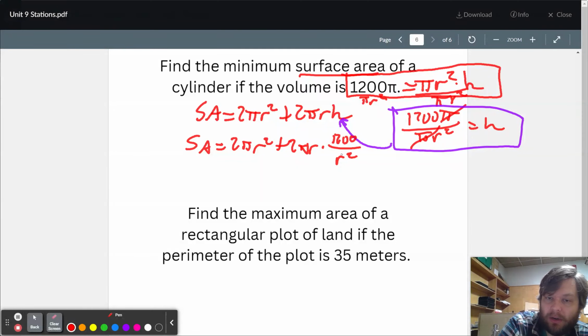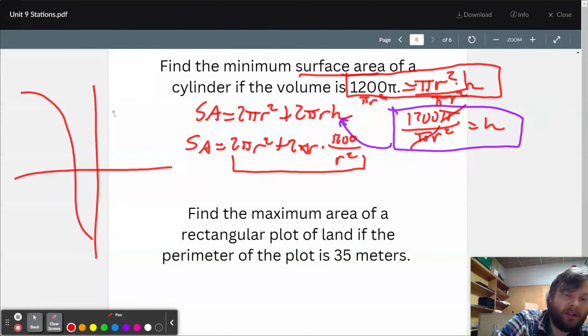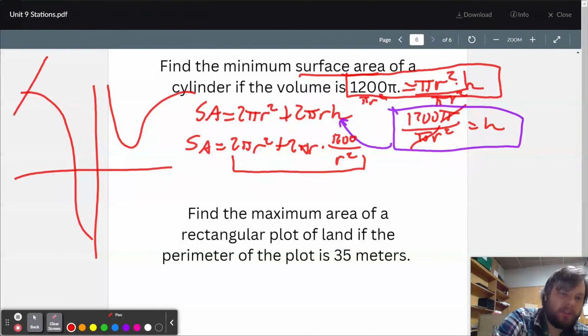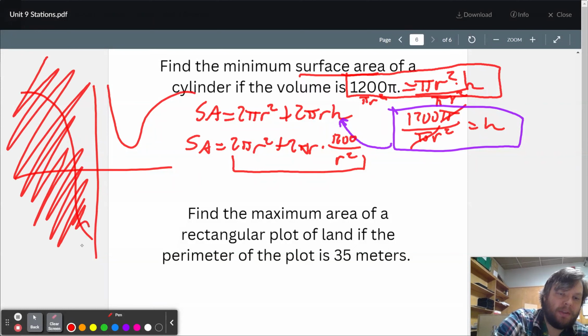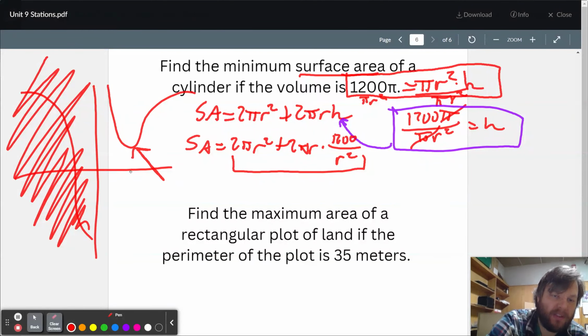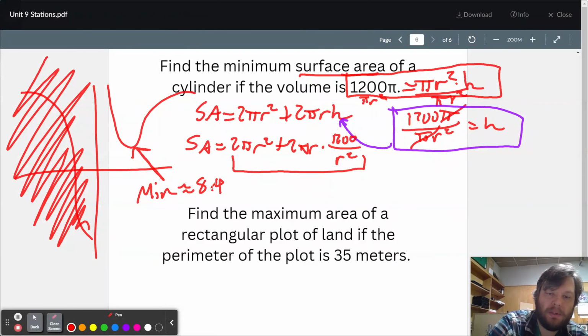You can simplify that if you want, or you can type this into your graphing calculator. If you type it into your graphing calculator, you're going to get some weird looking thing that does something like this. All of this junk over here you can ignore because that would mean negative radius. You'll notice that there is a dip, kind of like a vertex right here, a minimum. You want to find that minimum with your graphing calculator. It turns out to be approximately 8.4. Just make sure you practice using your calculator to find that minimum.